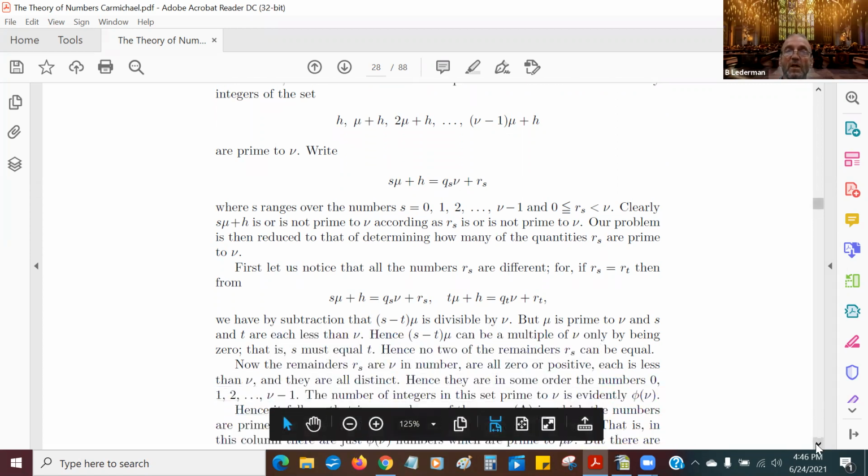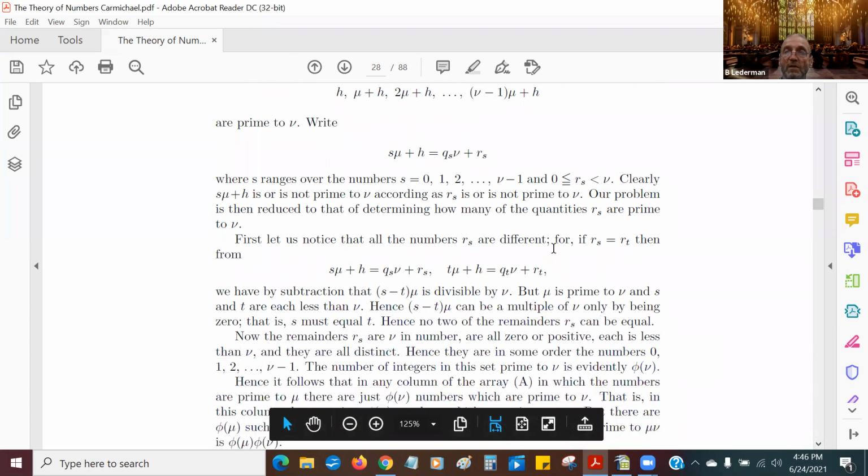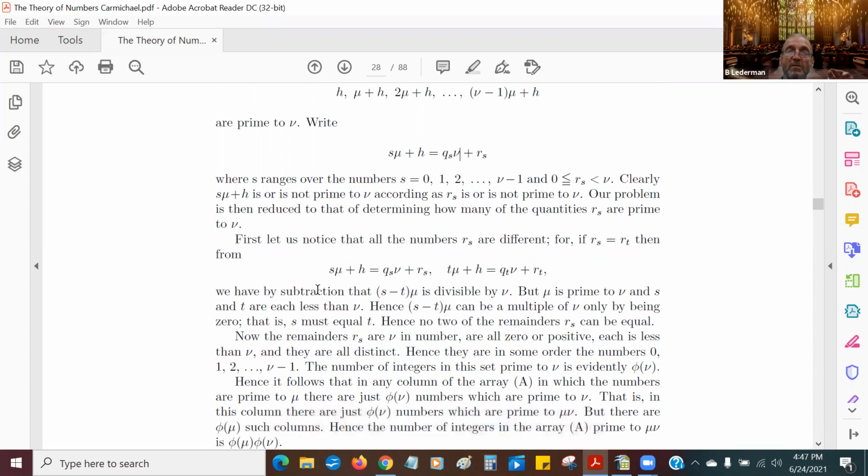So first, notice that they're all different, because if I have remainder rs equals remainder rt, that means s mu plus h is equal to qs v plus rs, and t mu plus h is equal to qt v plus rt.